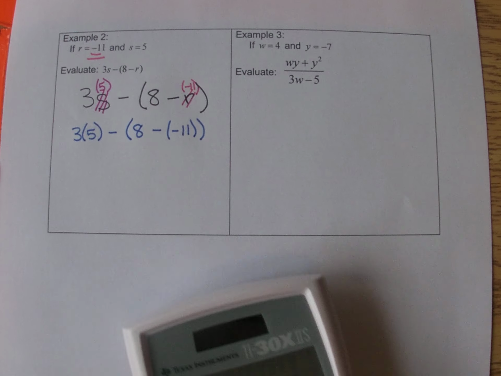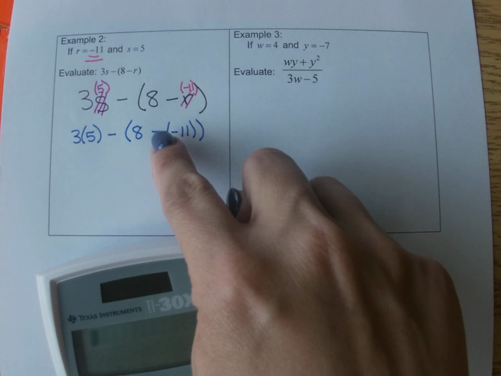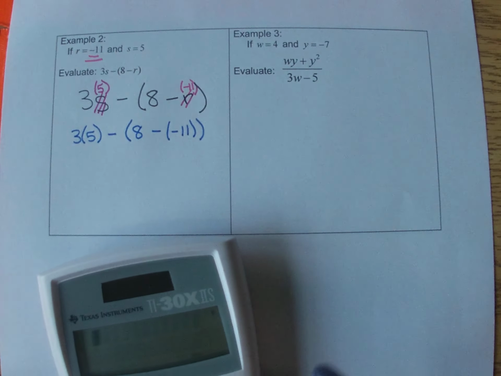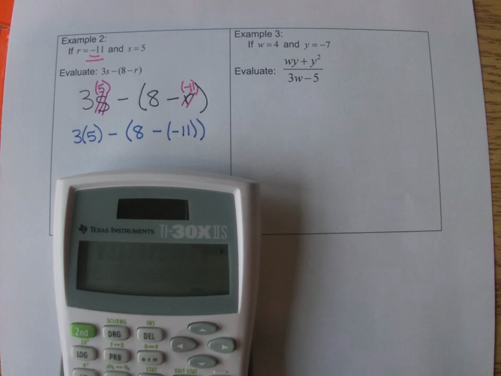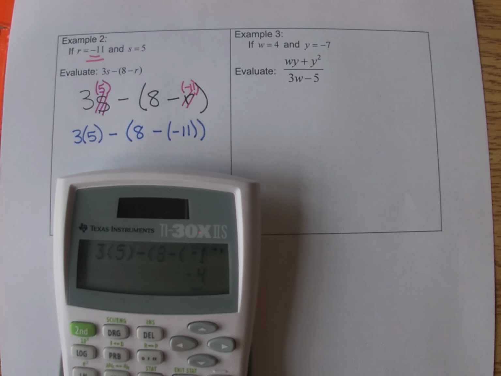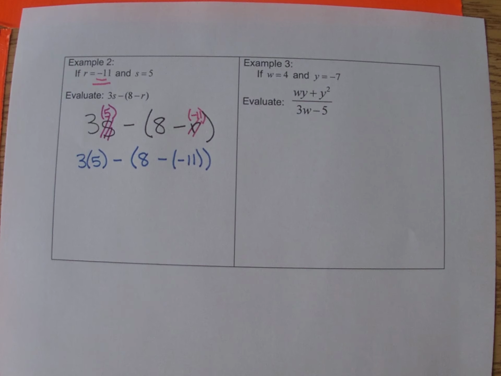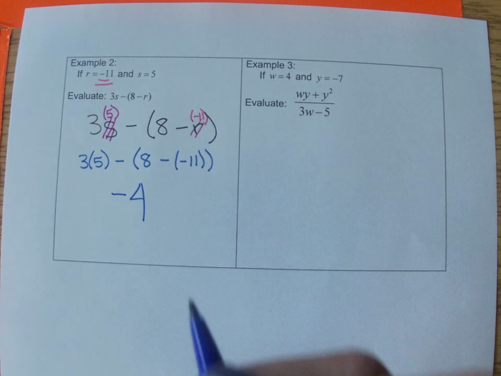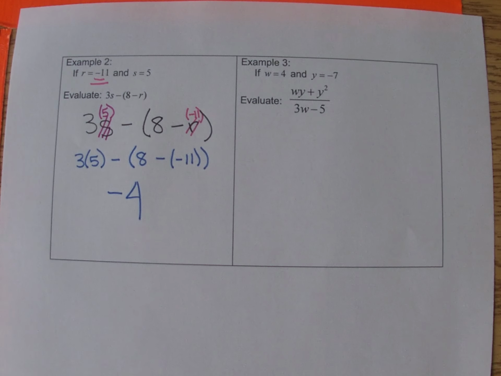Now again, whether you choose to do some of this by hand, like maybe you know 2 negatives make a positive, or whether you choose to pick up your calculator and put 3 parentheses 5 minus, put a parentheses 8 minus parentheses negative 11 parentheses, equals, we get an answer of negative 4.